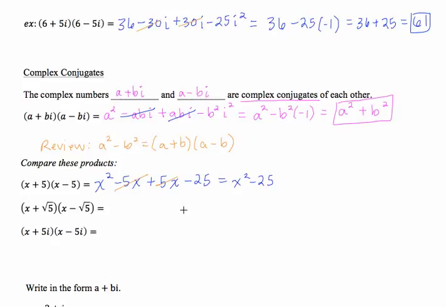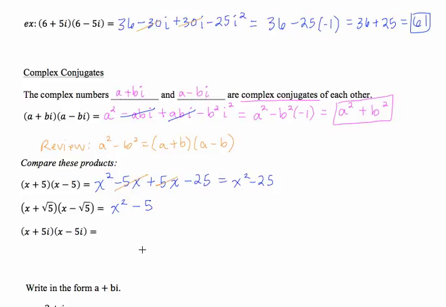Okay, let's look at x plus radical 5 times x minus radical 5. This one's a little different. Now the outside and inside terms will still cancel. Okay, the first term is x squared, but the outside term is minus radical 5x. The inside term is plus radical 5x, so I'm not even going to write it. The last term is minus radical 5 times radical 5, and radical 5 times radical 5 is 5. So that one multiplies into x squared minus 5.